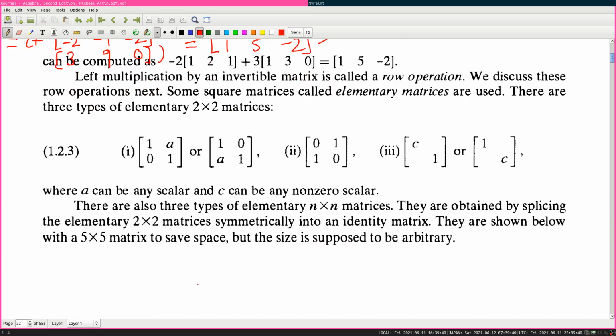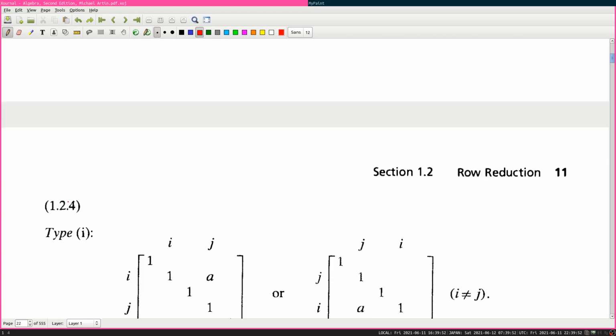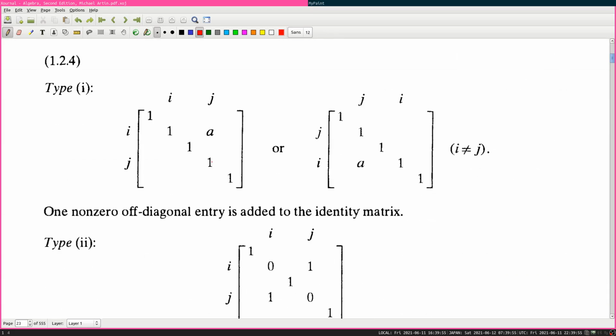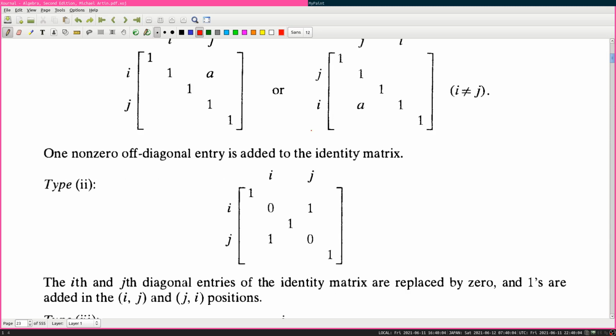There are also 3 types of elementary n by n matrices. They are obtained by splicing the elementary 2x2 matrices symmetrically into an identity matrix. They are shown below with a 5x5 matrix to save space, but the size is supposed to be arbitrary. So you put an A, which should not be equal to 0, somewhere on the off diagonal. One non-zero off diagonal entry is added to the identity matrix. Type 2 represents a transposition of 2 rows, so all it does is take one row and swap it with another row.